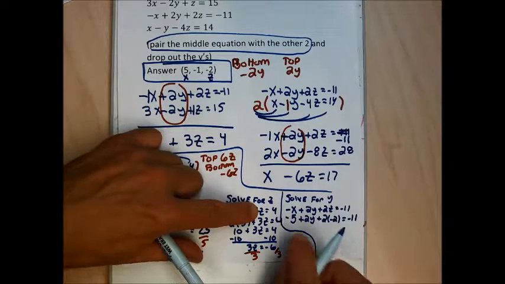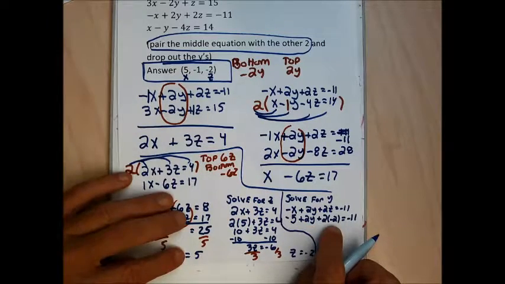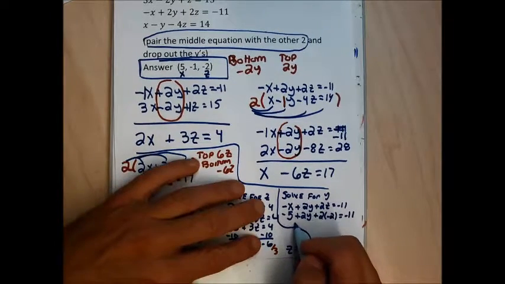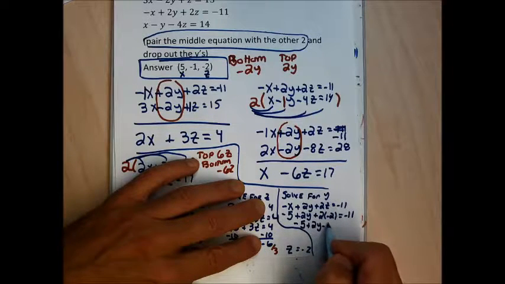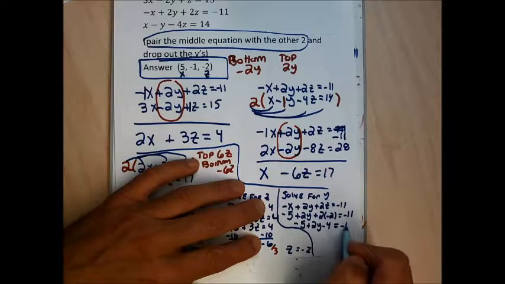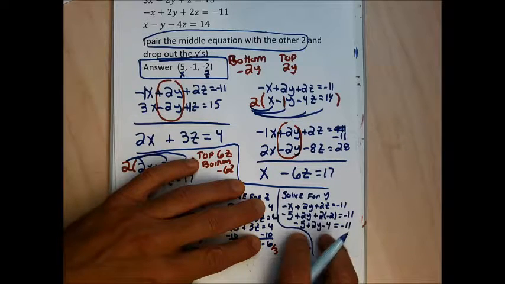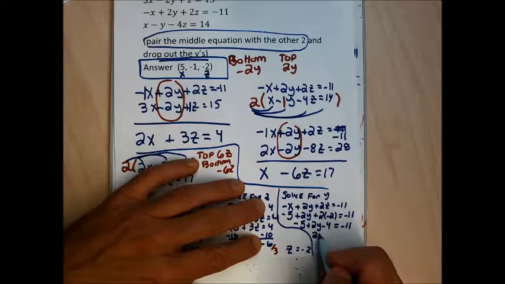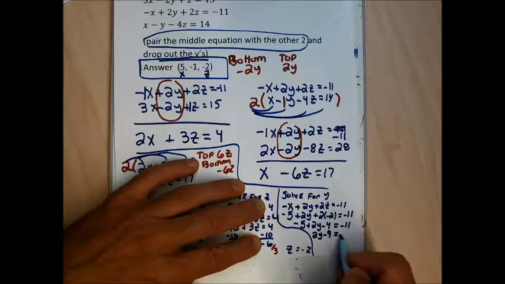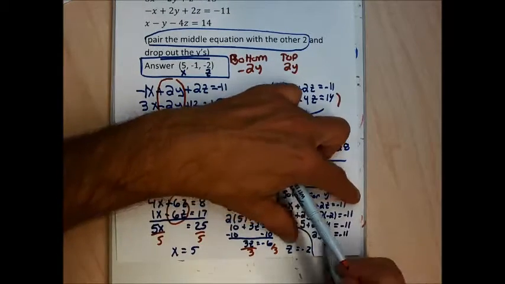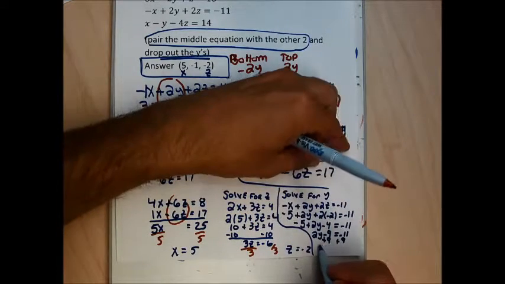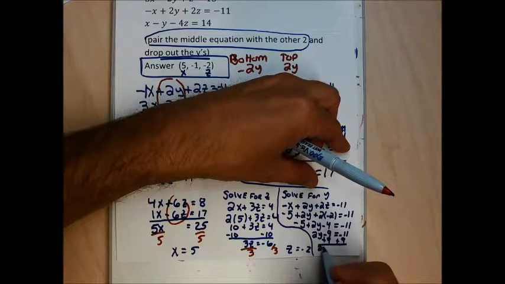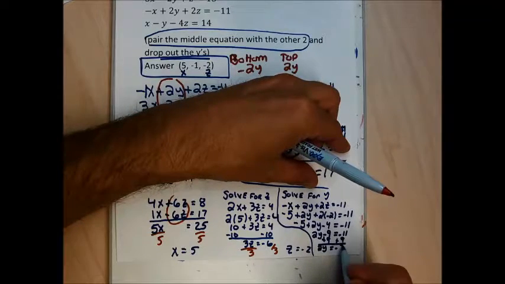That will give me negative 5 plus 2y plus 2 times negative 2 equals negative 11. This simplifies to be negative 5 plus 2y minus 4 equals negative 11. The minus 5 and the minus 4 have the same sign, so I'm going to add those and keep them negative. That will give me 2y minus 9 equals minus 11. I'm going to add 9 to both sides. That will give me 2y equals negative 2.